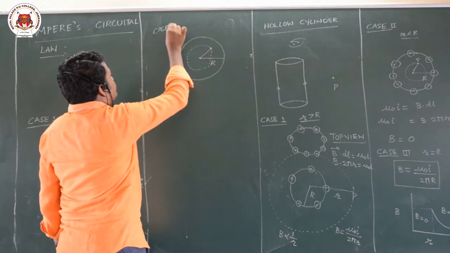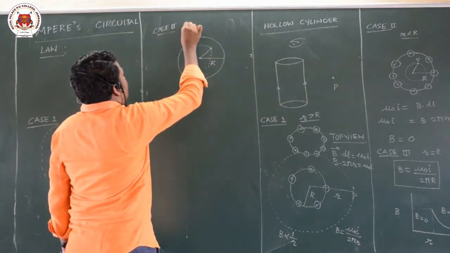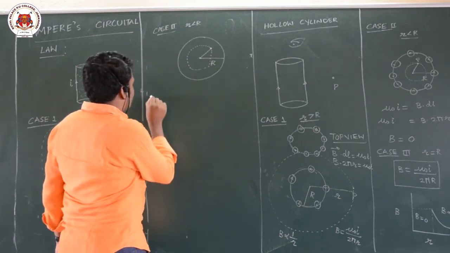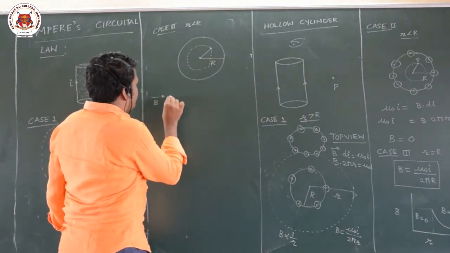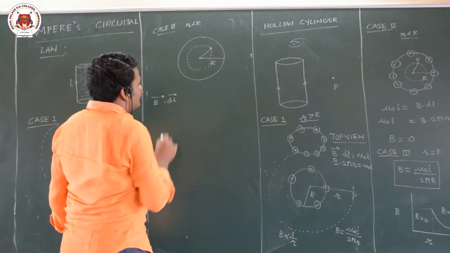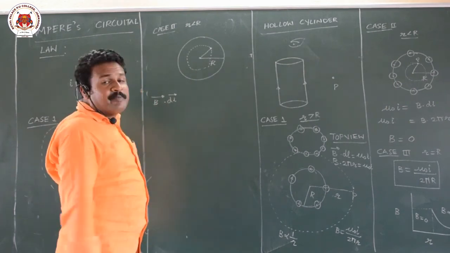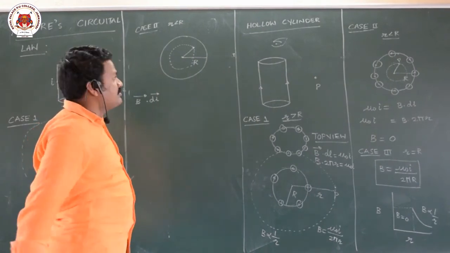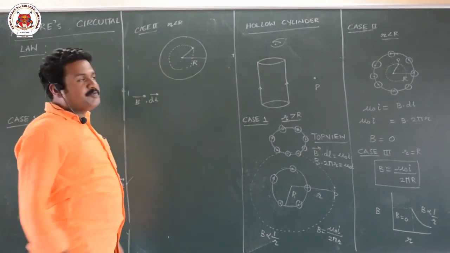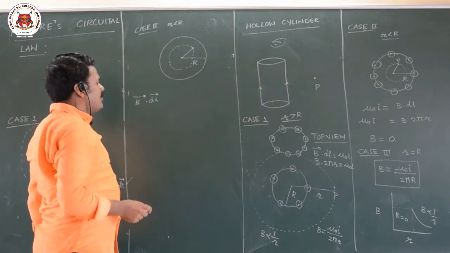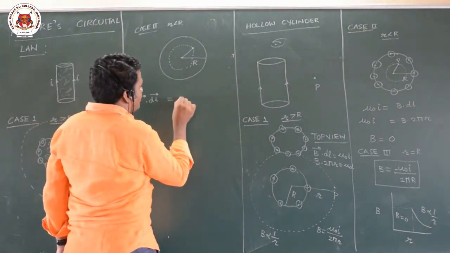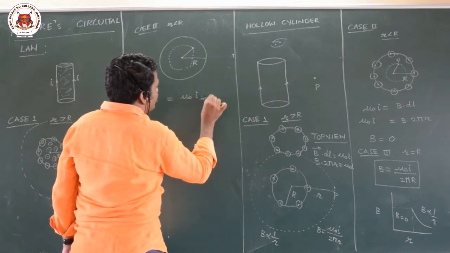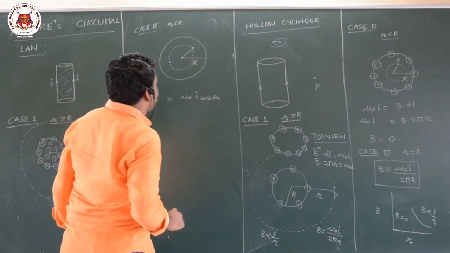Now according to Ampere's law, this is case 2, where small r is less than capital R. That means you are inside now. According to Ampere's law, B bar dot dl, where this dl is the line integral over the Ampere's loop you have drawn, not the total wire. So B bar dot dl is equal to mu naught times the current inside. This is the definition of Ampere's law.